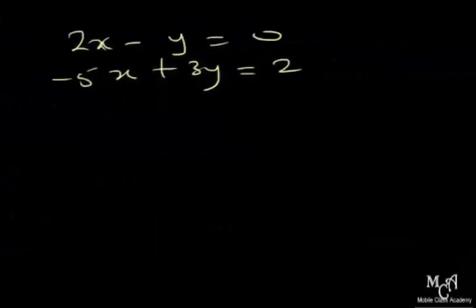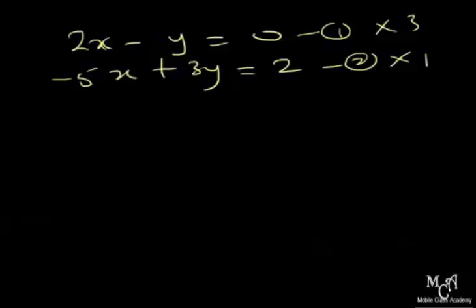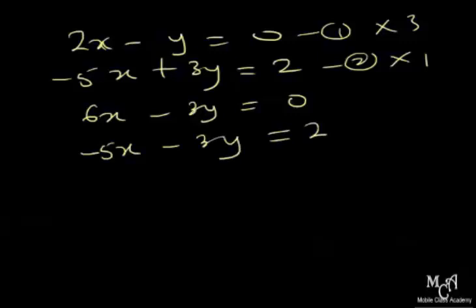If I'm to solve this normally, my equation 1, I'll multiply it by 3, and then my equation 2, I'll multiply it by 1. So this becomes 6x, because 3 times 2x will give me that. 3 times minus y will give me minus 3y. 3 times 0 will give me 0. 1 times minus 5x will give me minus 5x. 1 times 3y will give me 3y, which is equal to 2. Okay, this is actually plus, so the other one is minus. So it's correct like this.